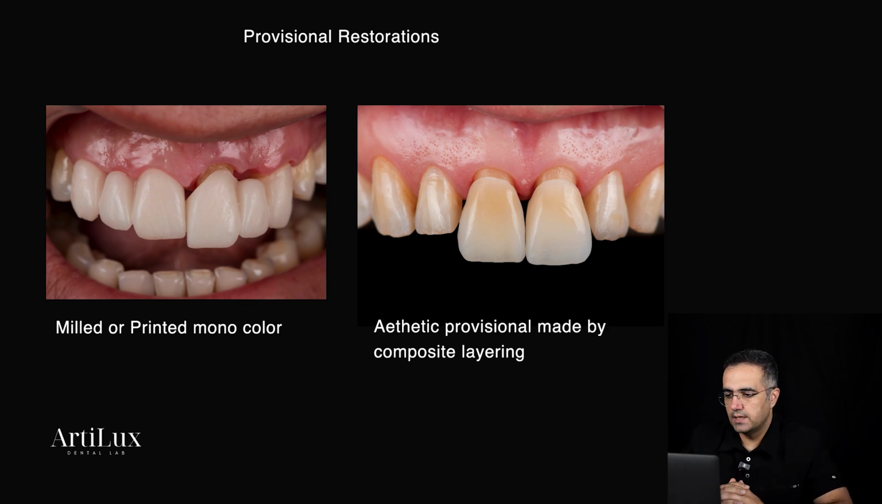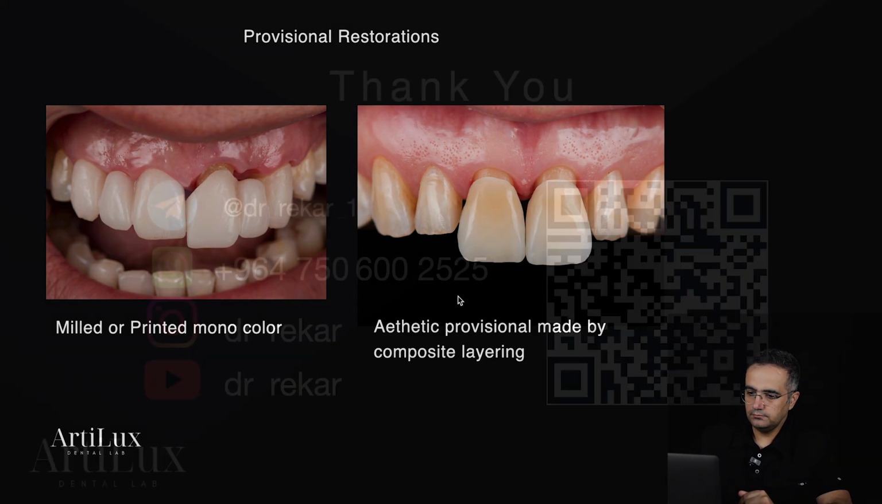We have to use this provisional restoration, so there's an aesthetic demand. So in this case, we use PMMA and layered it with the composite, so we get a more natural restoration, because this case is part of a bigger case, which is a full mouth rehabilitation patient. So we have to use it for a longer time, so we should use an aesthetic provisional restoration.